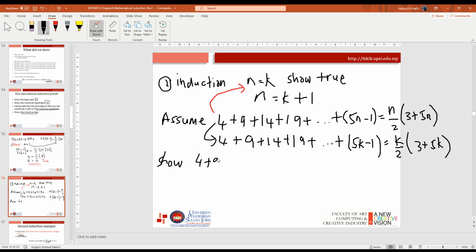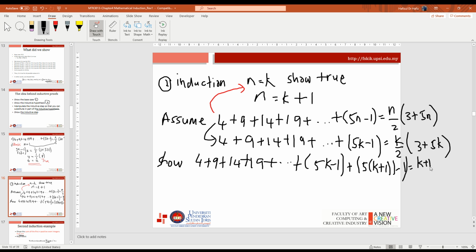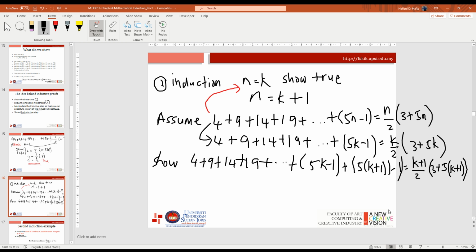4 plus 9 plus 14 plus 19 plus dot dot dot plus 5k minus 1 plus 5 times k plus 1 minus 1 is equivalent to k plus 1 divided by 2, 3 plus 5 times k plus 1. Okay.